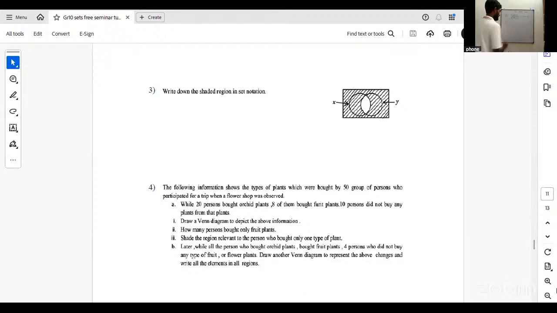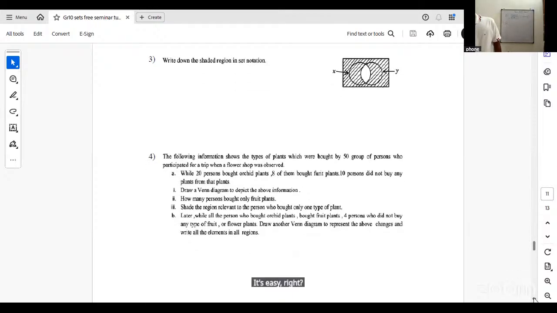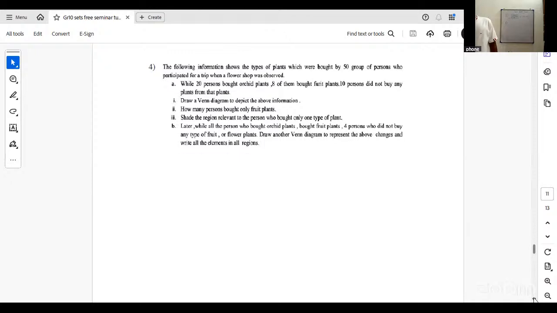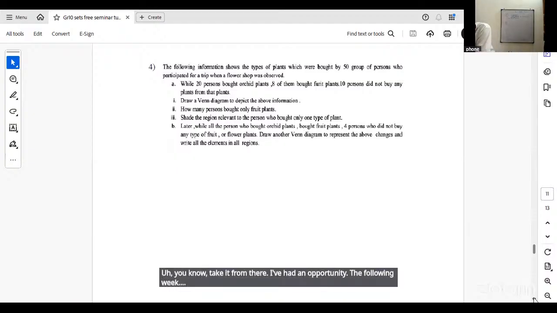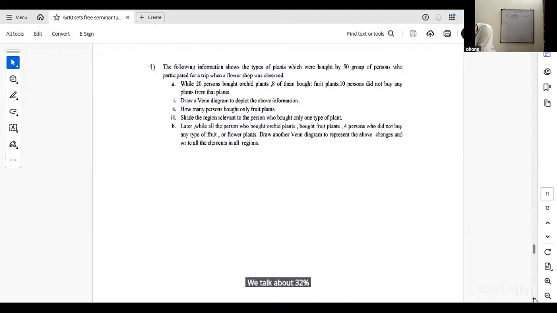Then this one. They have given a statement there. The following information was asked about a group at the flower shop, which was observed. So a group of 50 persons are there. So the number is 50, the total number of persons.